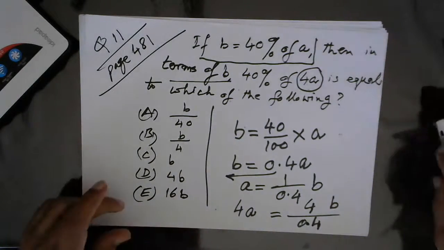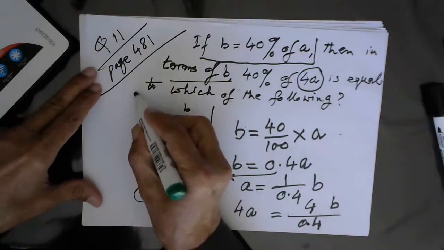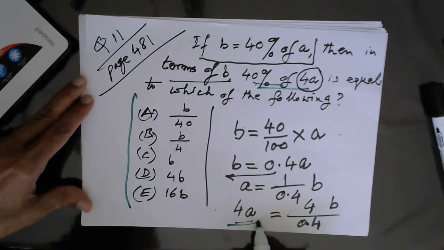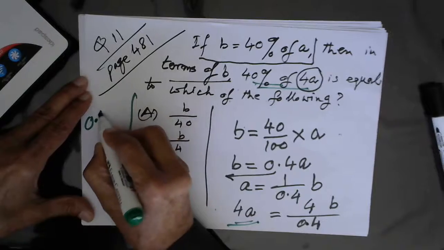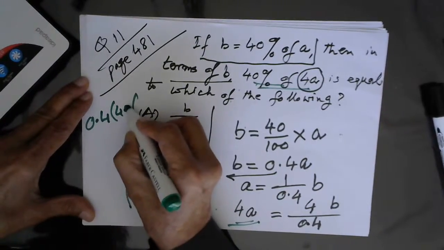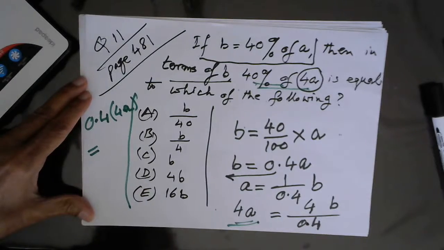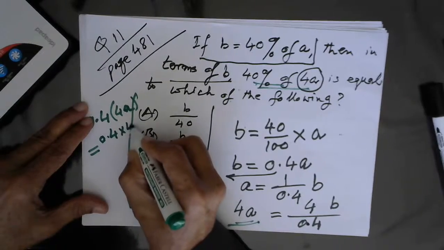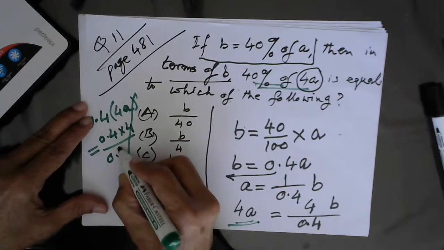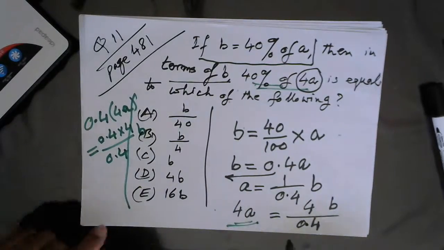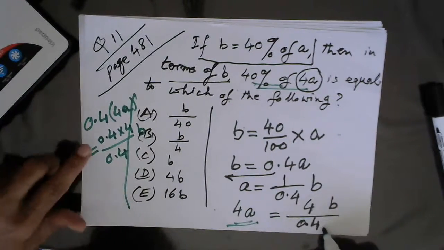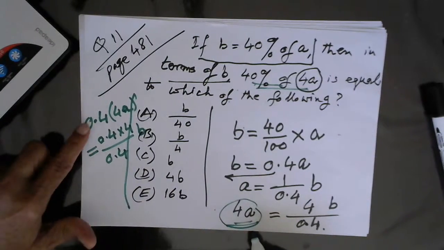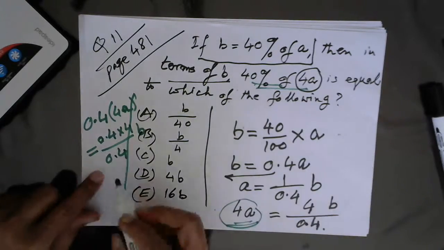Now I'll use another color and do the rest of the problem here. We are required to find 40% of 4A. Well, this is 4A. So I multiply this by 0.4 of 4A. I multiply the right hand side also by 0.4. So that will be 0.4 times 4 divided by 0.4, and this is B. Please see. I had 4B by 0.4. This is here 4B by 0.4. And because I have multiplied the left hand side by 0.4, I have multiplied the right hand side also by 0.4.